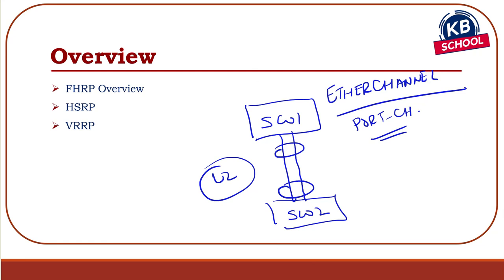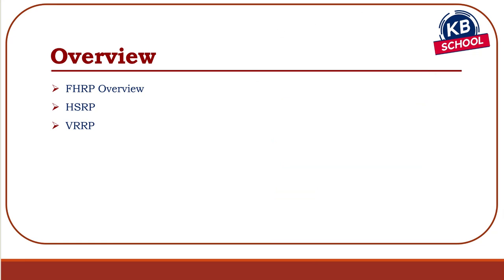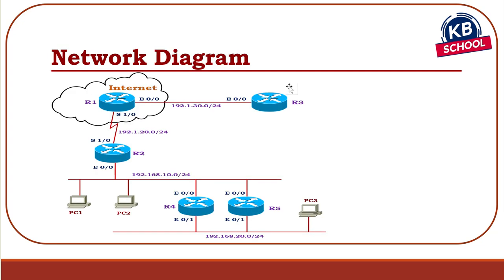So what does FHRP bring to the table? What's the purpose of FHRP? FHRP provides redundancy at, excuse me, at the first hop level. What does that mean, first hop? I'm going to bring this topology in front so you guys can take a look at it.